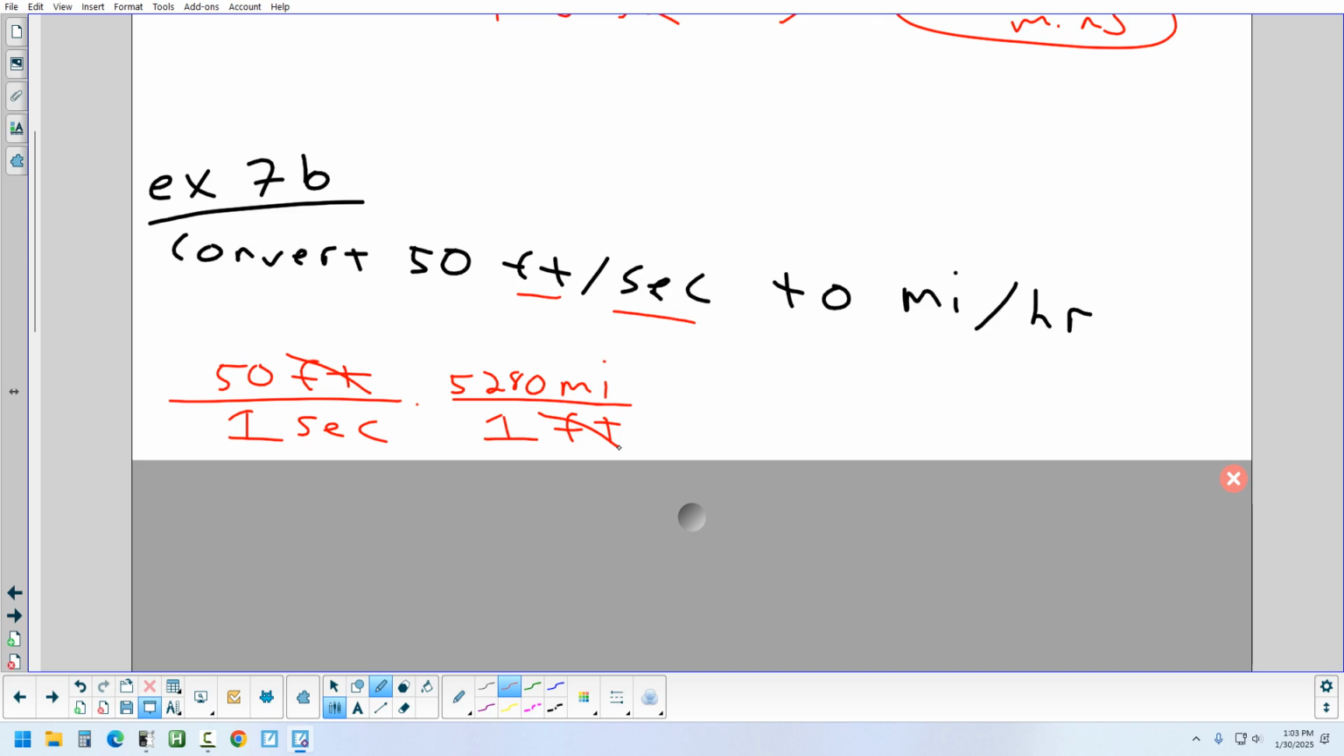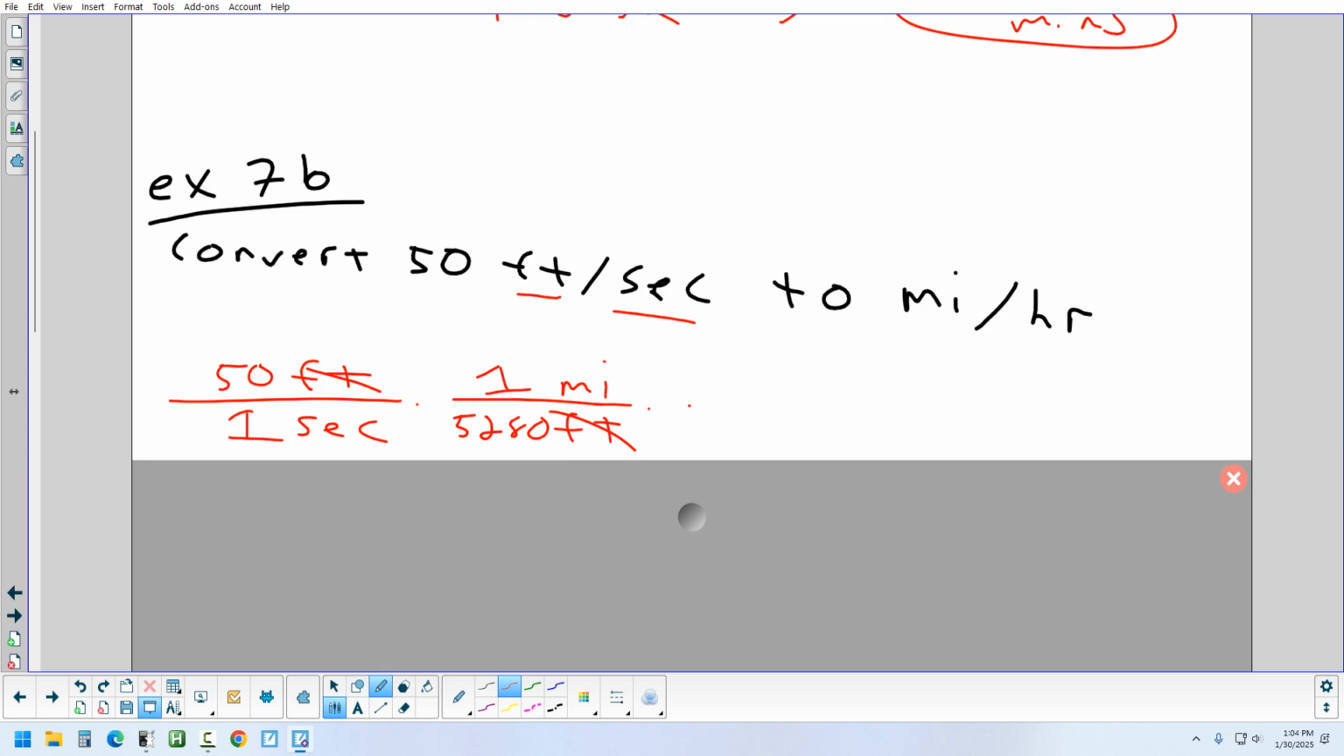If we stopped there, I have a question. What would be my unit on the final answer? You said there's 1 foot and 5,000 something. Oh, yeah, I did it the wrong way. 1 mile is 5,280 feet. Okay, so if we stop there, what would be our units? Miles and seconds. We would have miles per second if they want miles per hour.